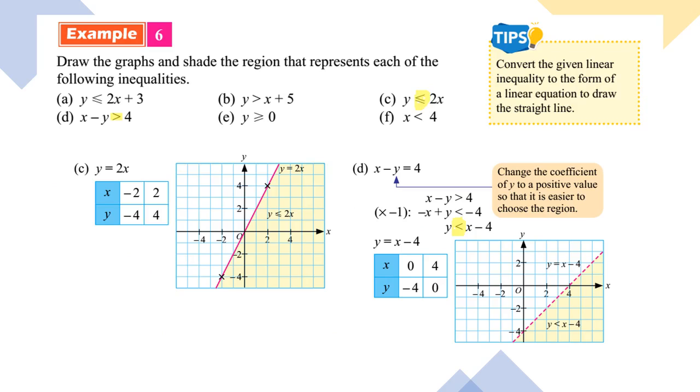C. y is less than or equal to 2x. First, construct the table. Next, plot the points -2, -4, and 2, 4. Join these points using a solid line. Then shade the region below.